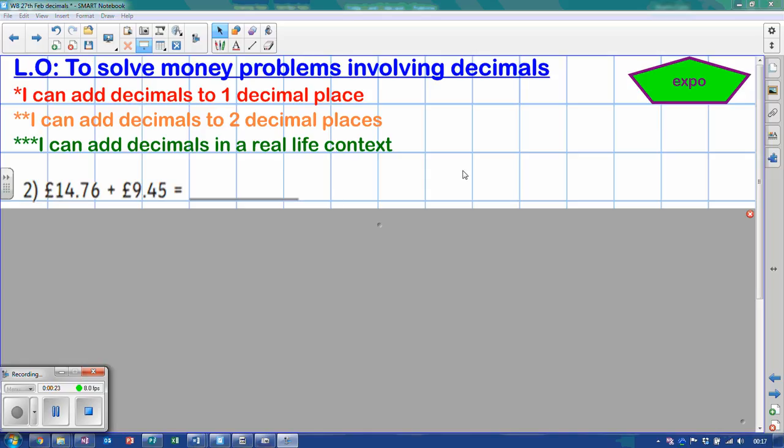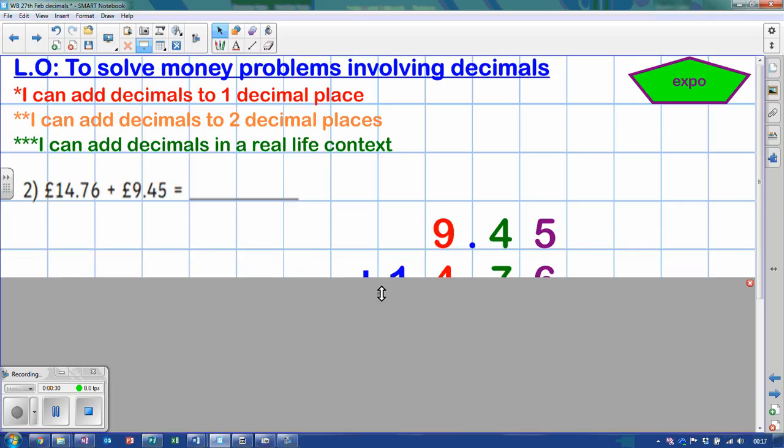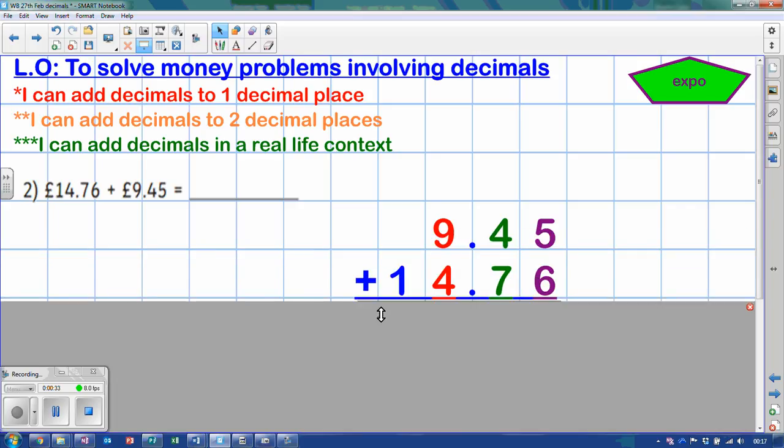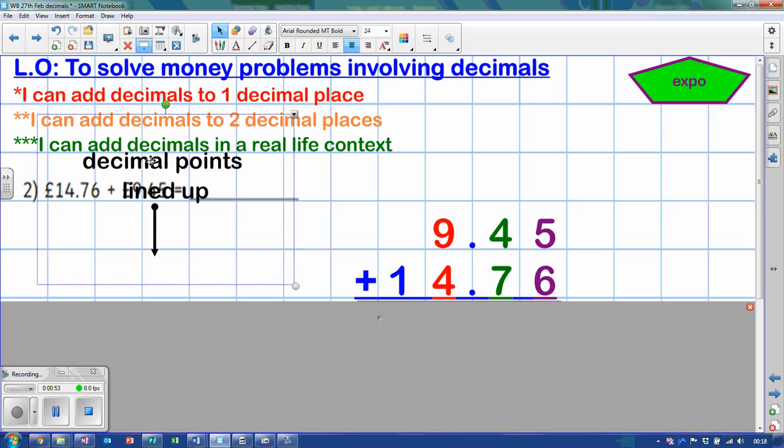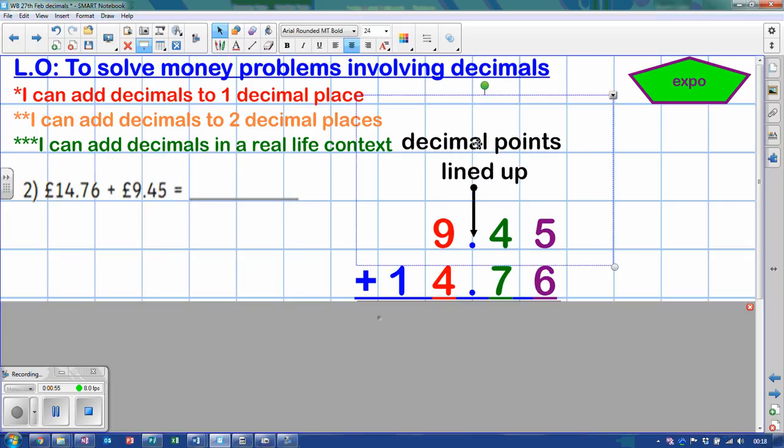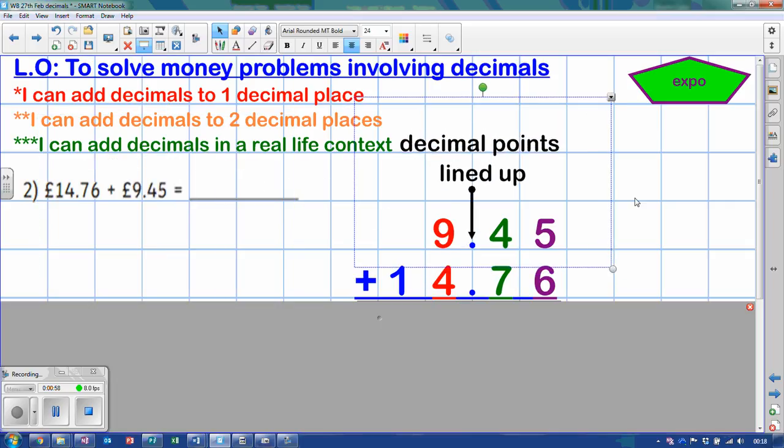We're using squared paper to help us set it out in columns and keep everything lined up. Because if we can do that, we'll get it right. So look at what I've done here. I've used colour, I've used the squared paper, and the most important thing I've done is I have lined up my decimal points. The decimal points must be in a column. If they're in the same place, then all the other place value columns will be in the right place. So let's just put a little reminder in there to show us that we must line up our decimal points.